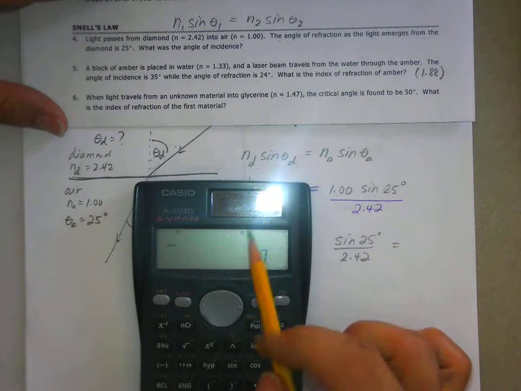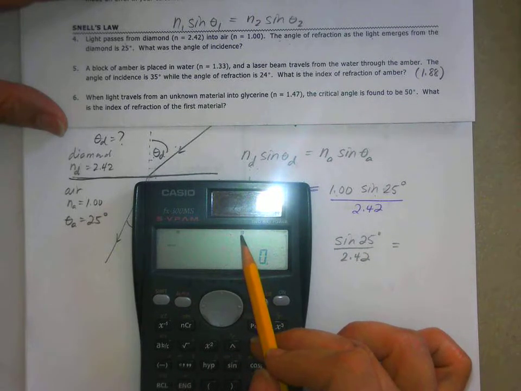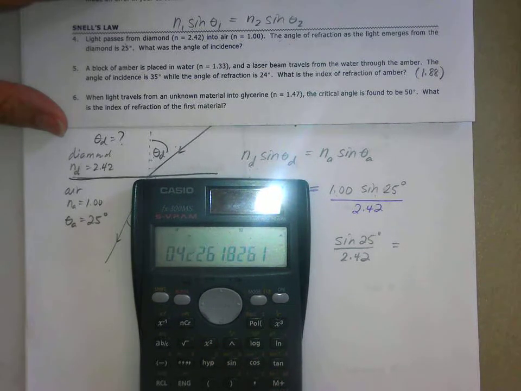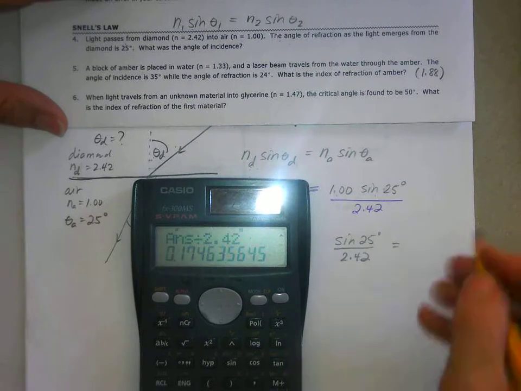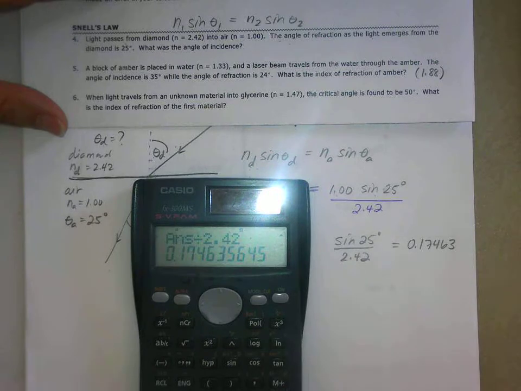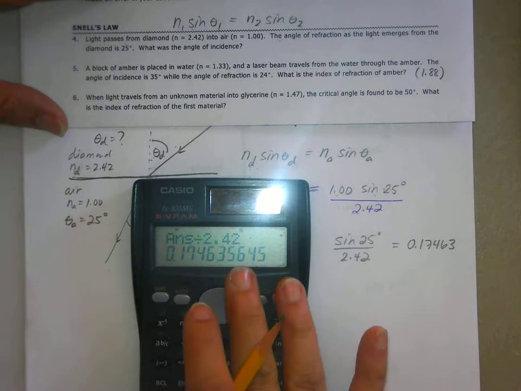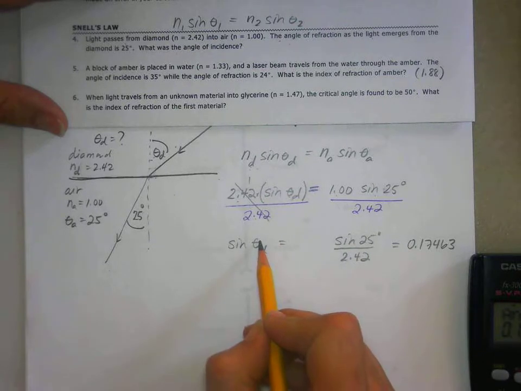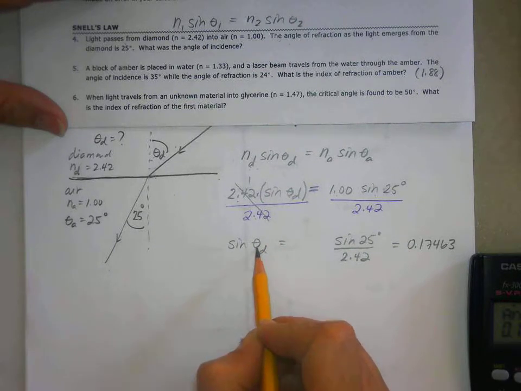So make sure your calculator is in degrees. If you can't see that, there is a little D. So sine of 25, you can hit equals, and then divide by 2.42, and that is 0.17463. If you have 4 or 5 digits, it's probably enough, or you can just keep it in your calculator. That's what I do.